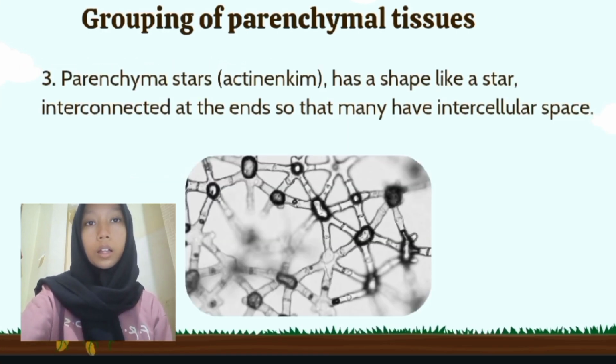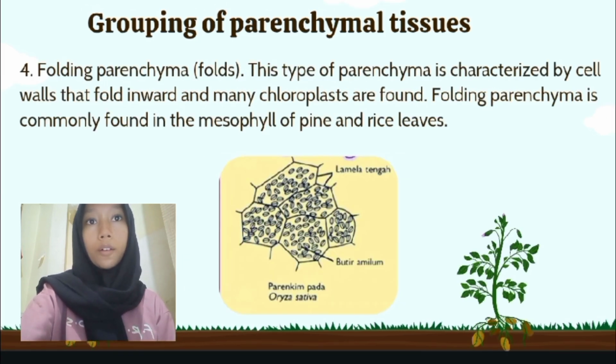Next, third, star parenchyma or actinenchyma, has a shape like a star, interconnected at the ends so that it has many intercellular spaces. Fourth, folding parenchyma or fold parenchyma. This type of parenchyma is characterized by cell walls that fold inward, and many chloroplasts are found. Folding parenchyma is commonly found in the mesophyll of pine and rice leaf.